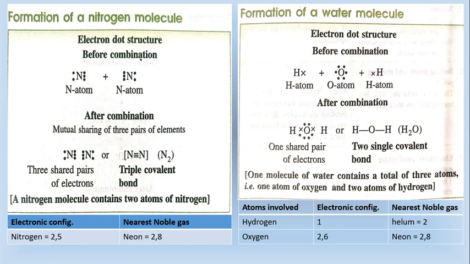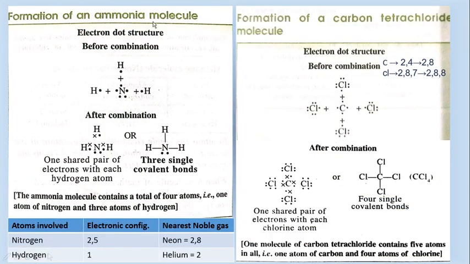Similarly, we are given the water molecule, the fourth example. So before combining, how it would be, and after combining, hydrogen attains the configuration of helium and oxygen attains the configuration of neon. So 2 and 2, 8. And for the ammonia molecule NH3, nitrogen is 2, 5 before combining, and after combining it becomes 2, 8, that is neon's configuration. Hydrogen attains helium's configuration.